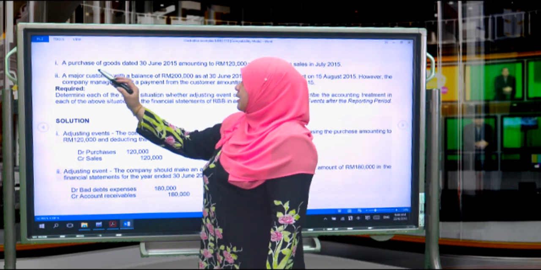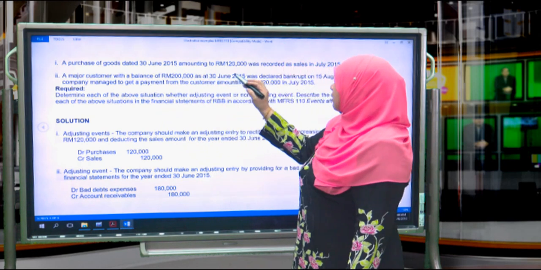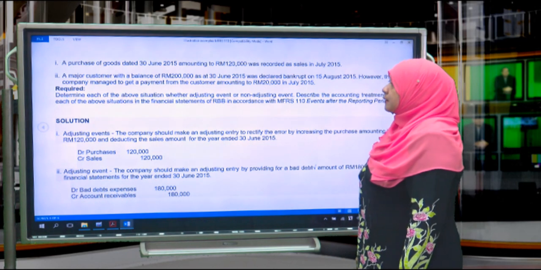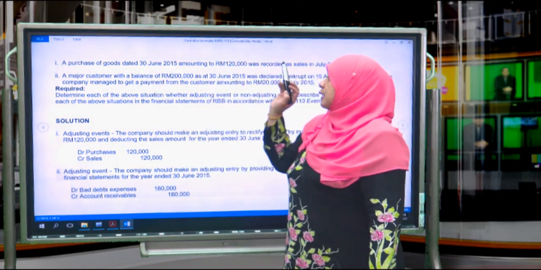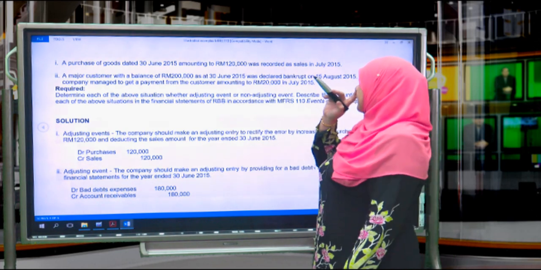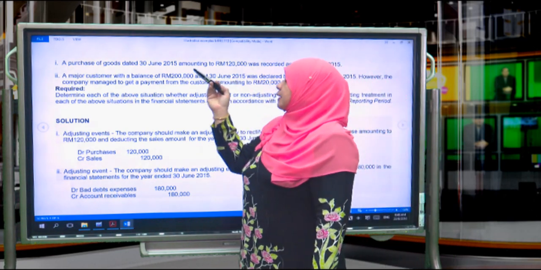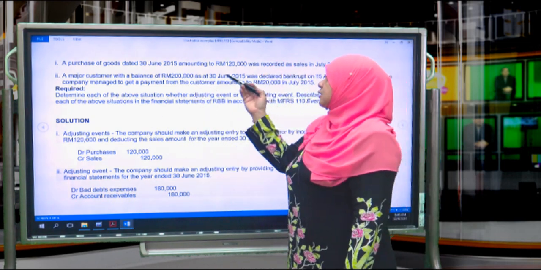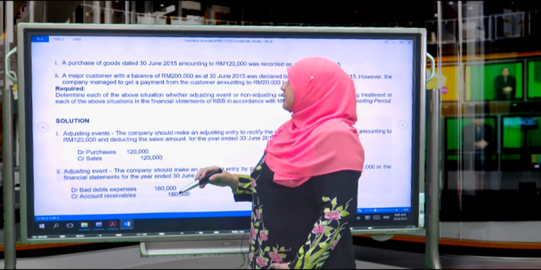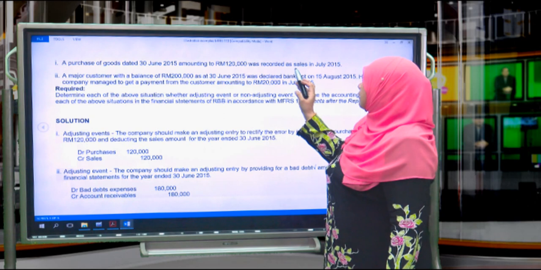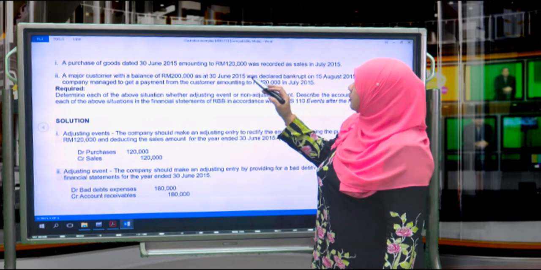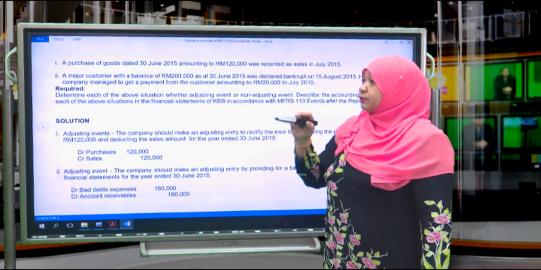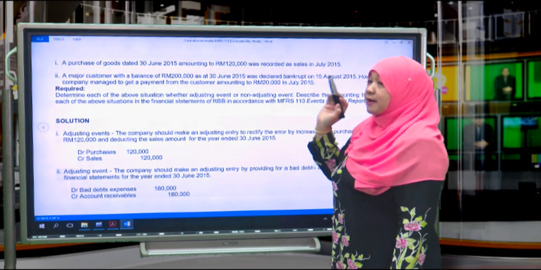Right, number 1, a purchase of goods dated 30th June 2015 amounting to 120,000 was recorded as sales in July 2015. So, this is related to inventory, right? Or a transaction that occurs after the reporting period, right? So, this is considered an adjusting event, right? They have mistakenly recorded a purchase of goods as sales. So, this is nothing to do with inventory, but it's something to do with errors, alright?